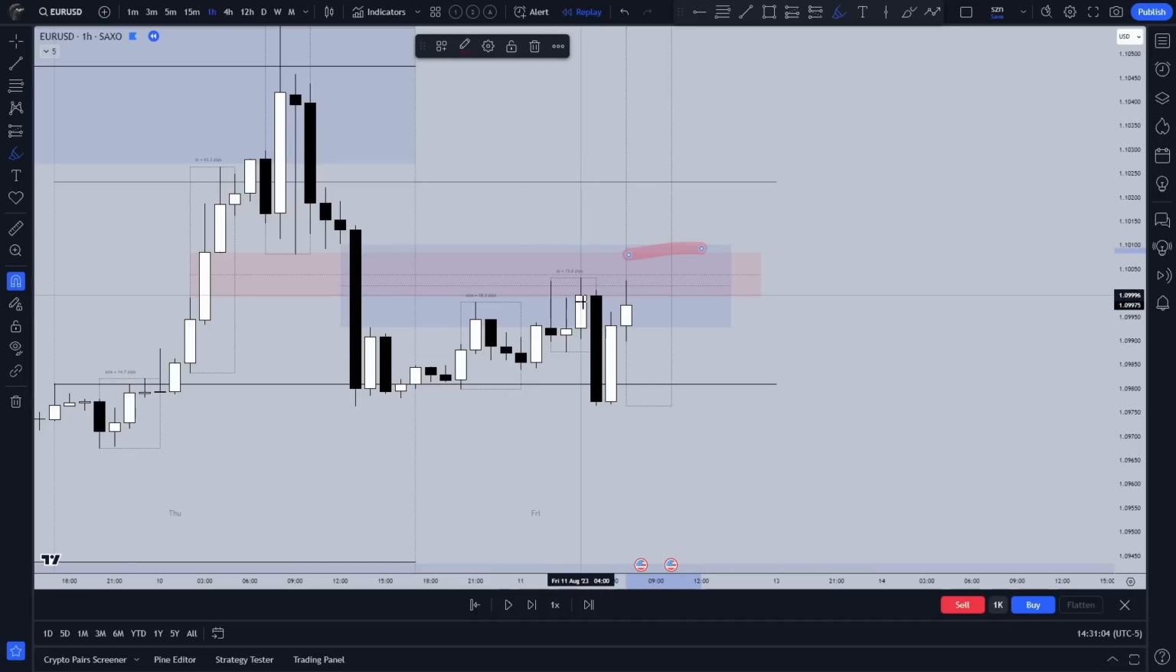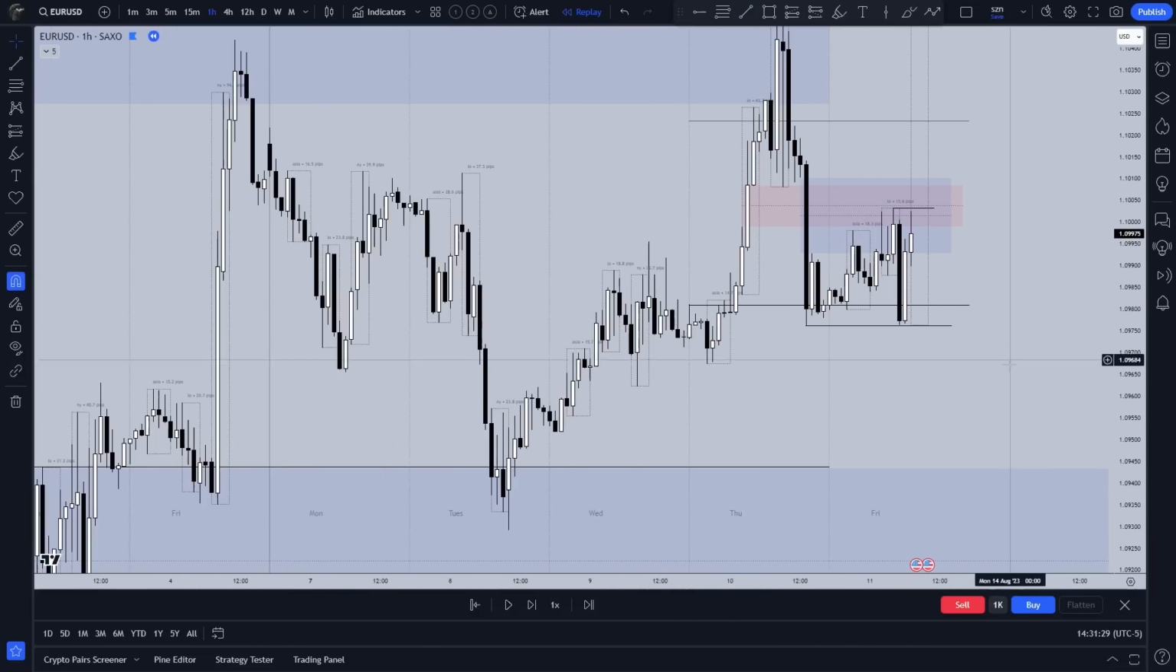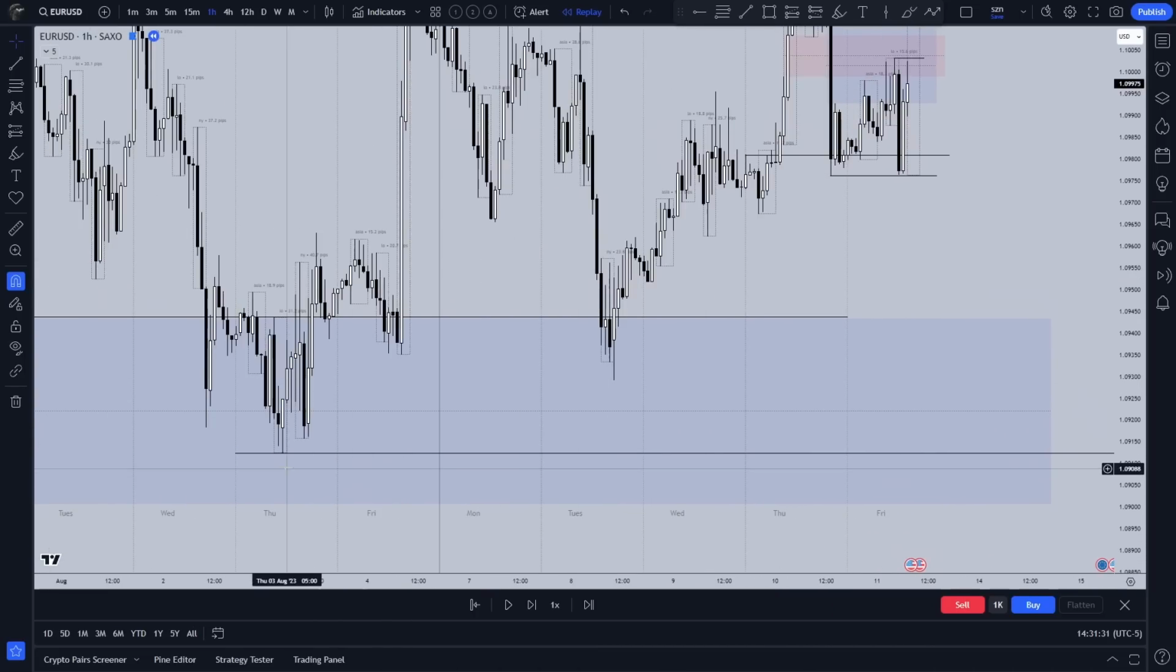But as long as we are holding those two PD arrays and we are respecting those, I'm expecting to see bearish price delivery to the downside. So again, we have news coming out. So we have a London highs here. So we might see another sweep of those highs. And then I want to see news pushing price to the downside. We also have equal lows here on the H1. And then obviously we have the daily lows right here.